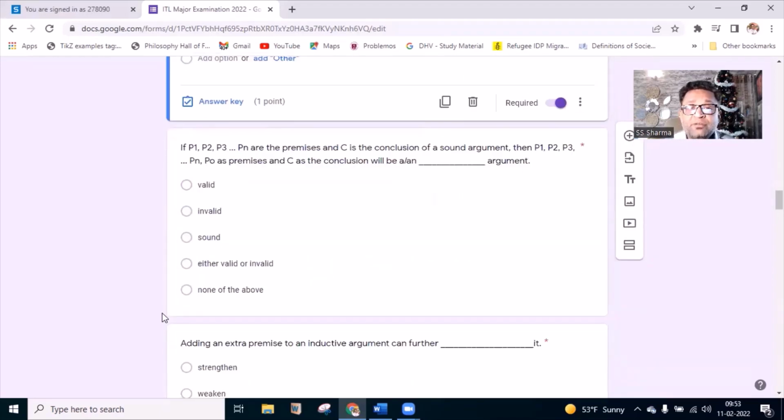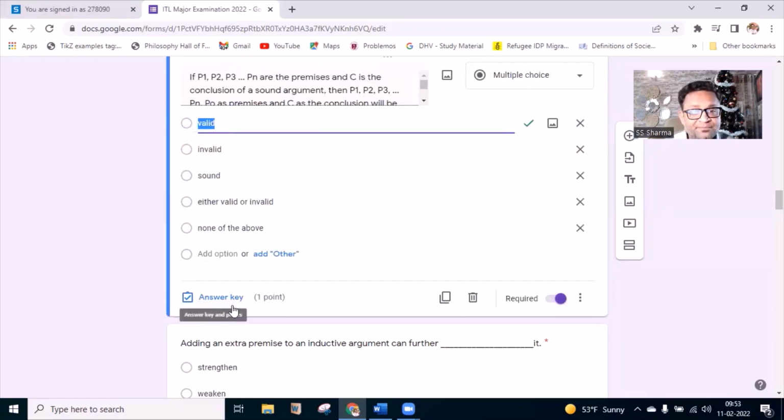Next question: if P1, P2, P3 up to Pn are the premises and C is the conclusion of a sound argument. Now, sound arguments are valid arguments with true premises, right? Then P1, P2, P3 up to Pn and Po as premises and C as the conclusion will be N. Now, I do not know what the value of Po is, right? Po can be true, Po can be false, but irrespective of that, it will always stay a valid argument. So the answer of this question will be that it is valid.